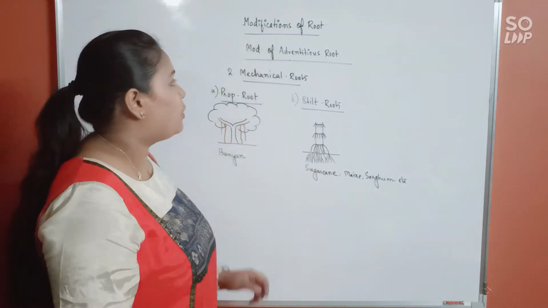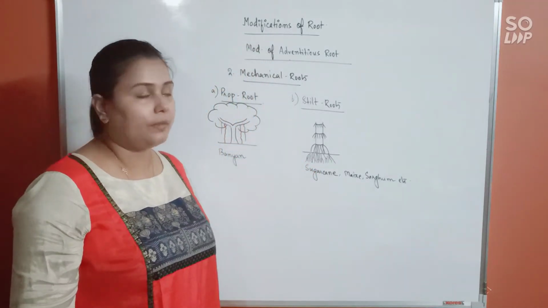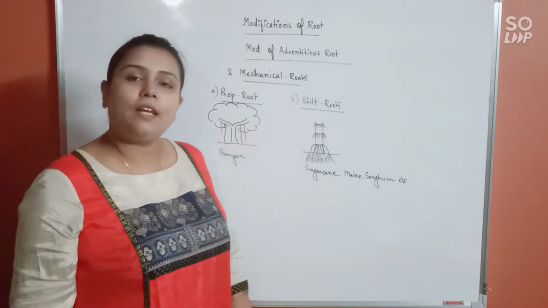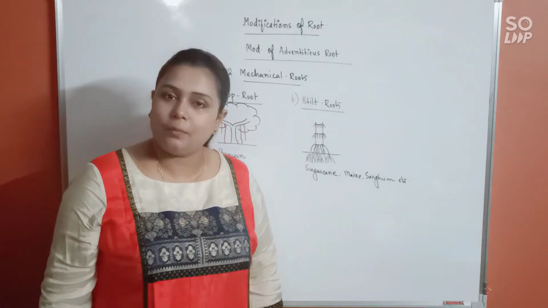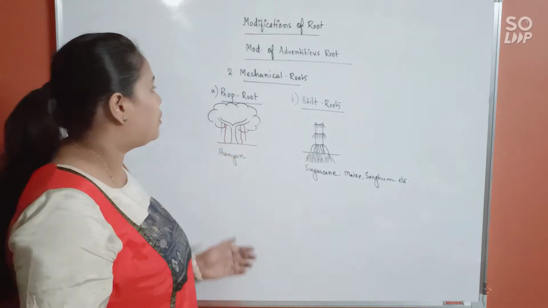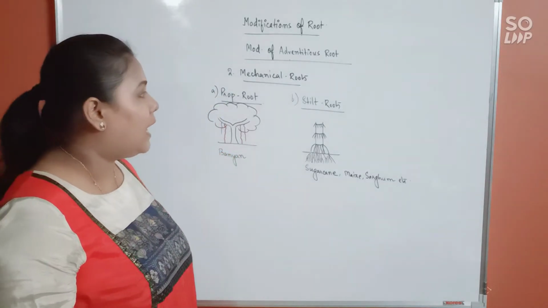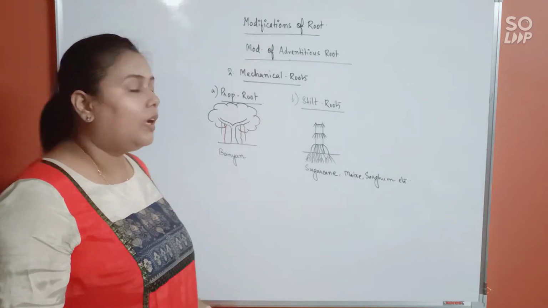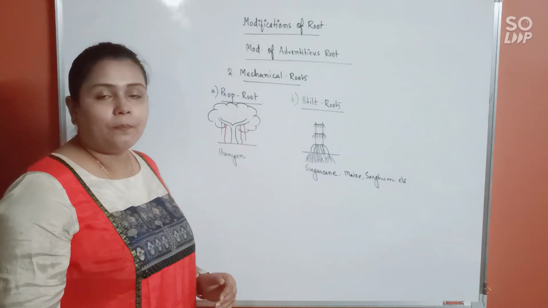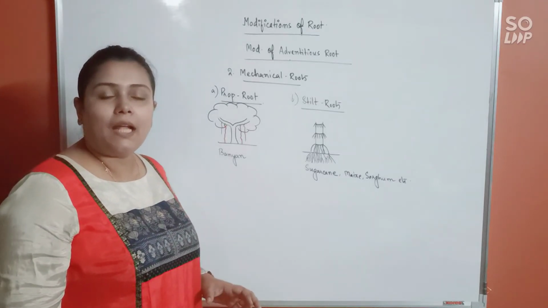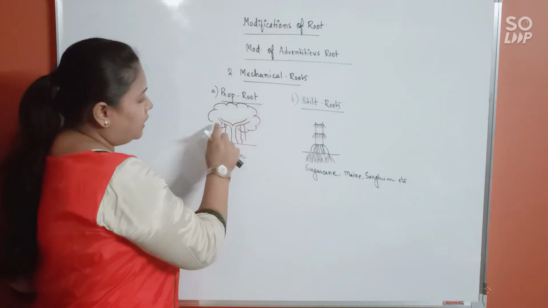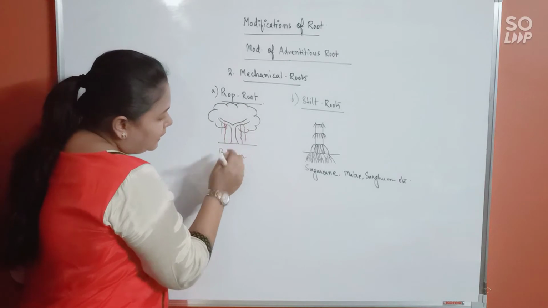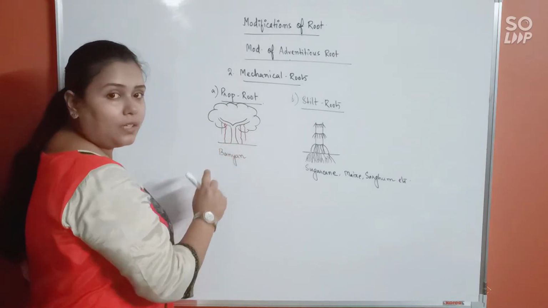These are also under adventitious roots. Now mechanical roots, as the name itself suggests, are roots which provide mechanical support to the plants, and they are of two types, prop roots and stilt roots. First, about prop roots. Now in certain plants like banyan, this is the crown of the tree and this is the trunk, isn't it?